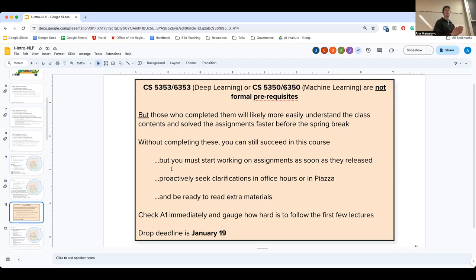If you have taken these courses, that means that for you, things are probably going to be a little bit boring in the beginning, like the first month, you'll be like, I have heard about this. So bear with me, we'll get to the material that is new and that you probably didn't hear in your core machine learning and deep learning courses. Any questions about this?